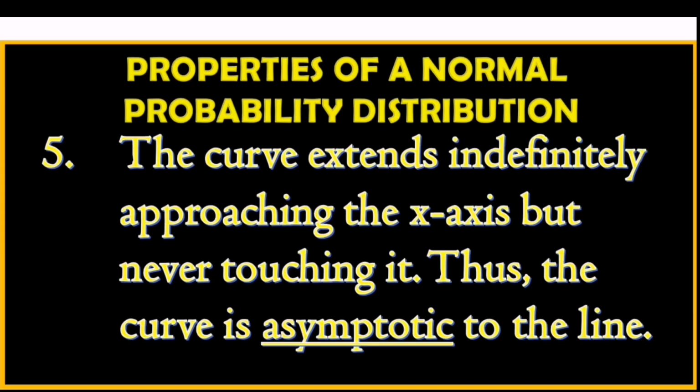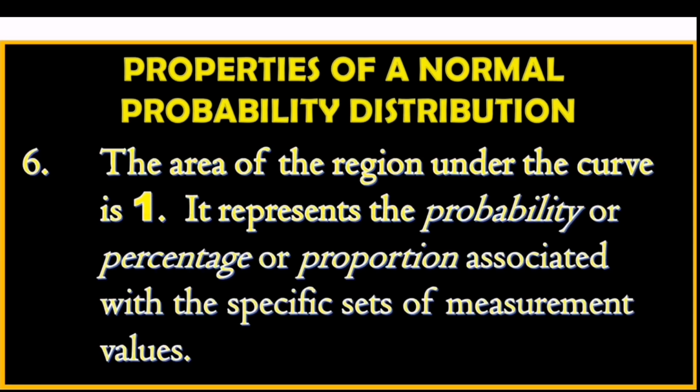The curve extends indefinitely, approaching the x-axis but never touching it. Thus, the curve is asymptotic to the line. The area of the region under the curve is 1. It represents the probability or percentage or proportion associated with the specific sets of measurement values.